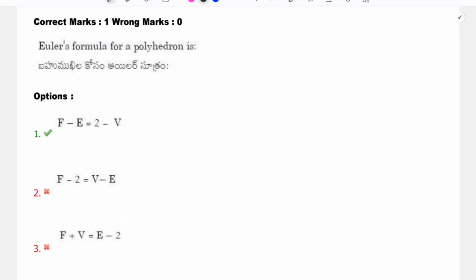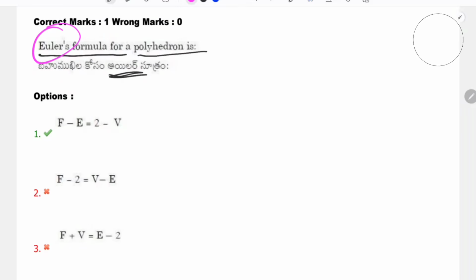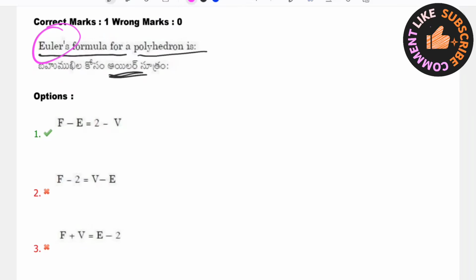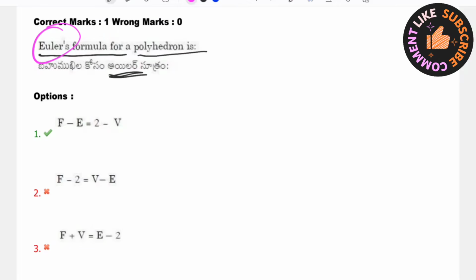Euler's formula, right? Euler's formula for a polyhedron. This is not "Euler's"; in the Telugu it is clearly given. It is pronounced as Euler. Euler's formula for a polyhedron. Polyhedron means, for example, you have a triangle, 3-sided, 4-sided, 5-sided, 6-sided, like this figure. Any closed figure having 3 or more sides, that is a polyhedron.